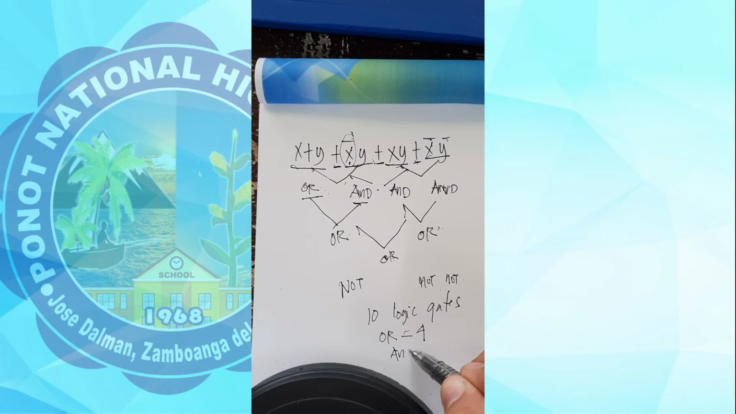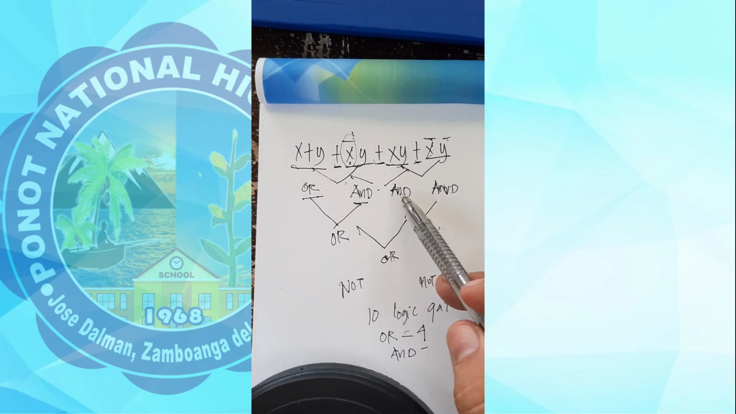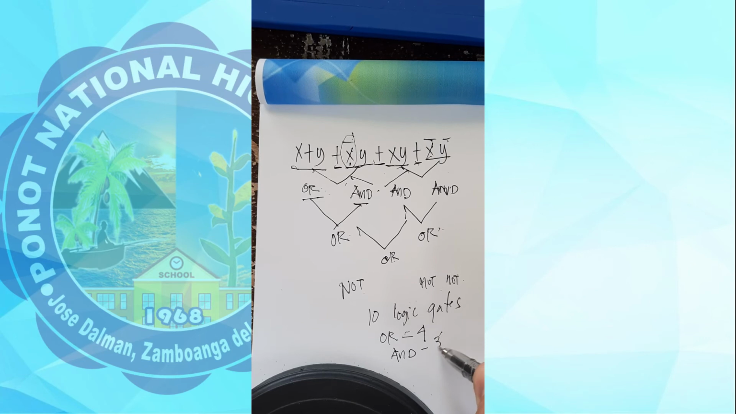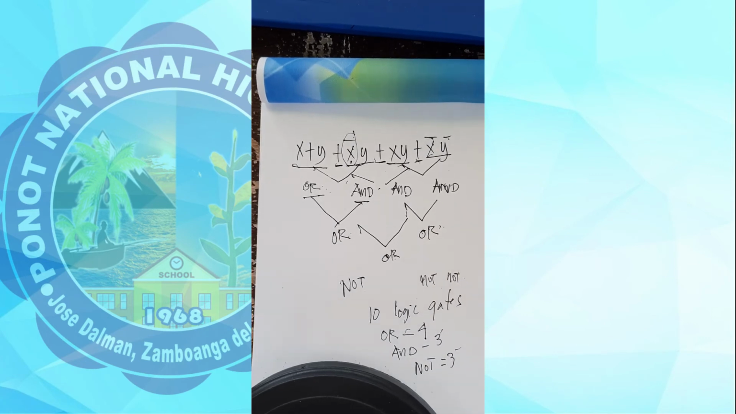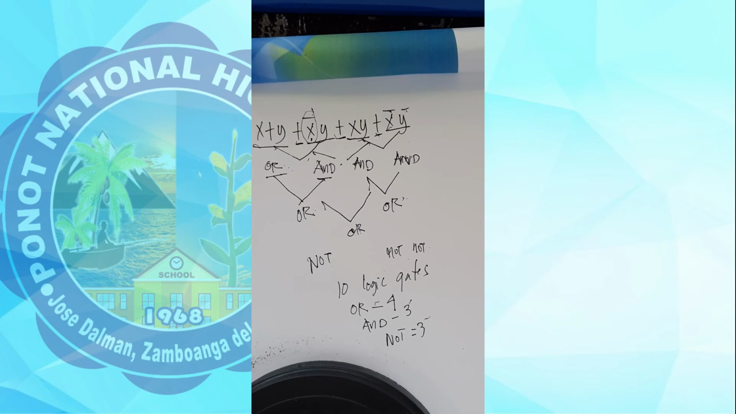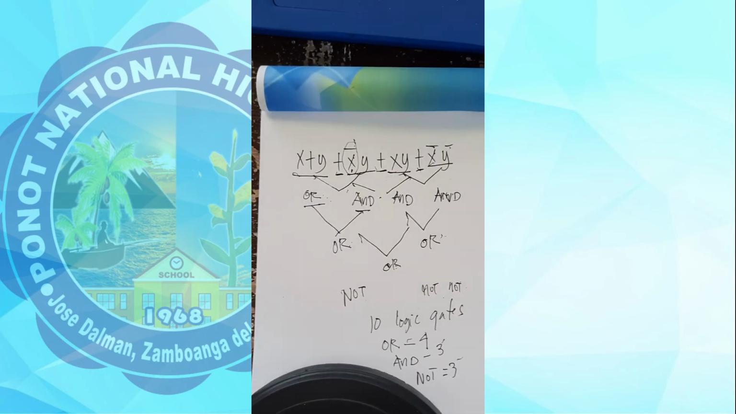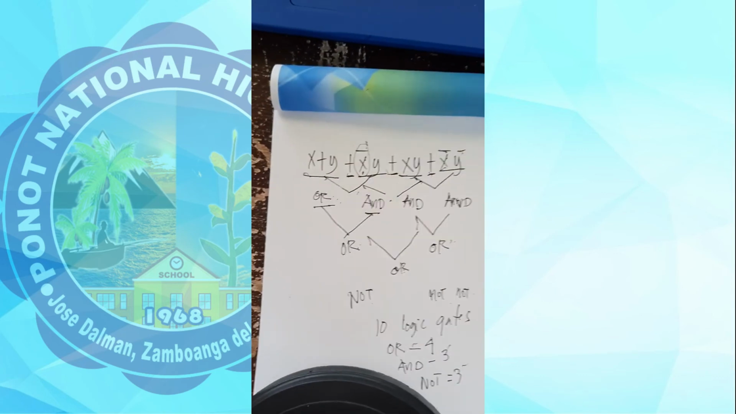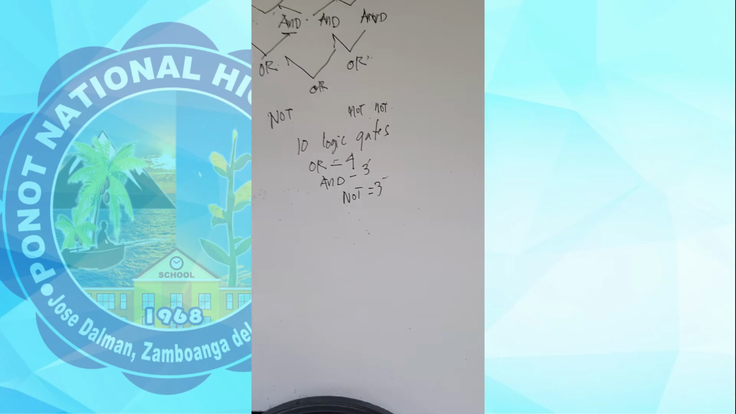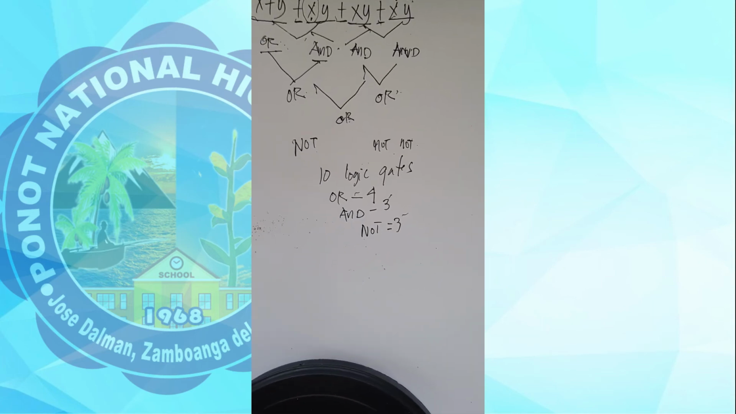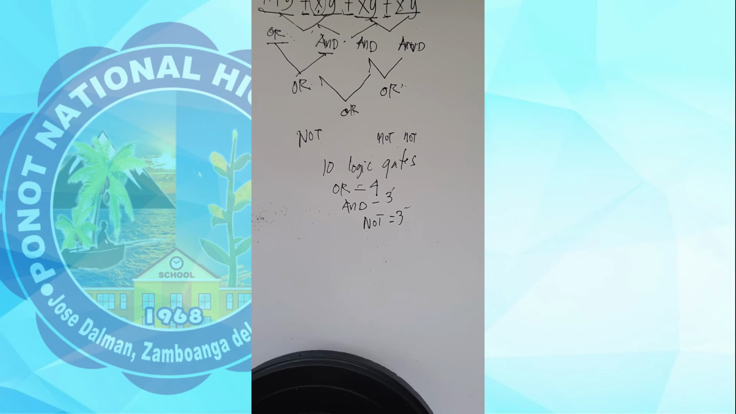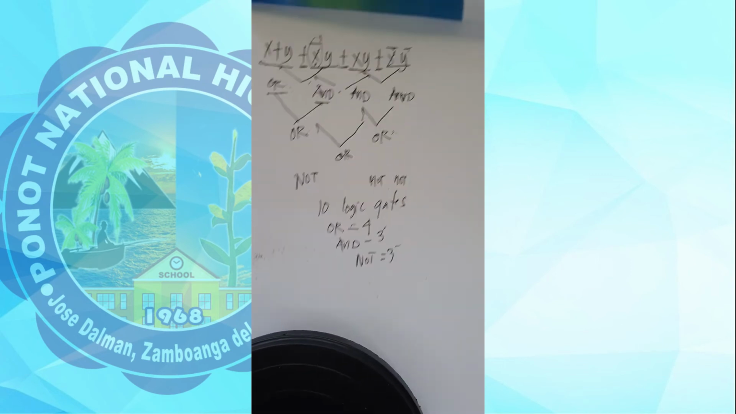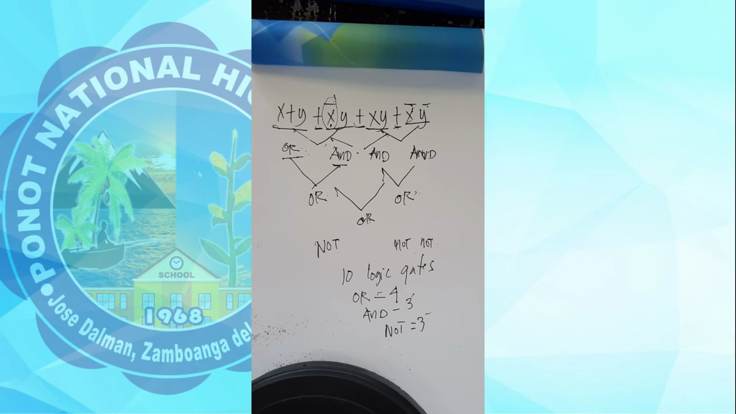How about AND gates? We need 1, 2, 3. And the NOT gate, we need 1, 2, 3. Okay. So, all in all, we need 10 logic gates if the expression is not simplified. Kapag hindi simplified, gagamit tayo ng 4 na OR gate, 3 AND gate, at 3 NOT gate. So, all in all, 10 logic gates. But let us try to simplify.